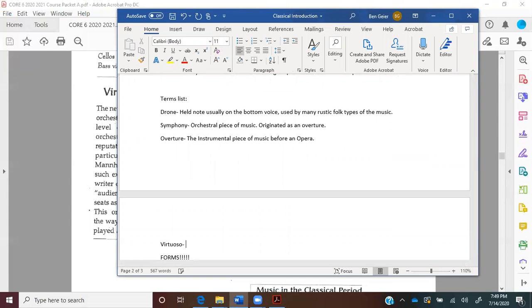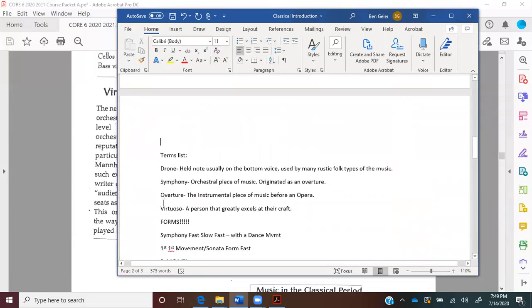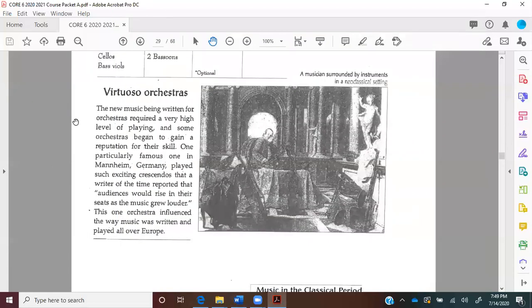Virtuoso means something, well, we could just say a person that greatly excels at their craft, which is kind of general, but that kind of covers everything. So when we say virtuoso or virtuosic, it means, well, we're about to learn what it means.